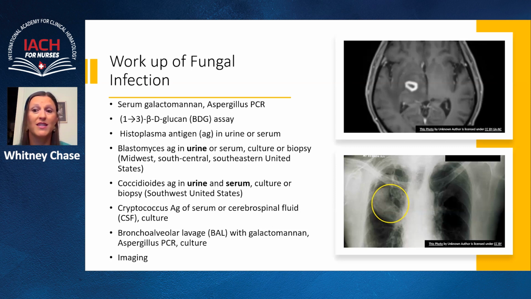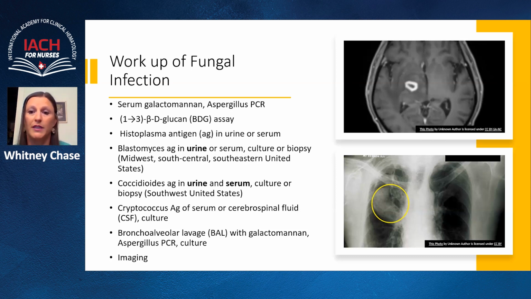1,3-beta-D-glucan serum testing can be helpful, but is not specific to one fungal species and may not be detected in the presence of some fungal infections, including Cryptococcus. Histoplasma antigen from the urine or blood can be used for the diagnosis of suspected disseminated and acute pulmonary histoplasmosis. Blasto could also be considered depending on where your patient lives. It's most common in the Midwest, South Central, and Southeastern United States.